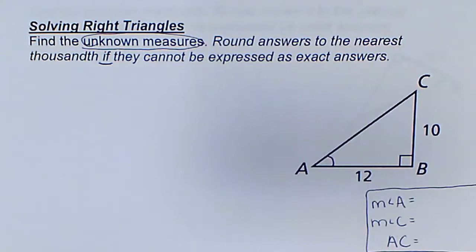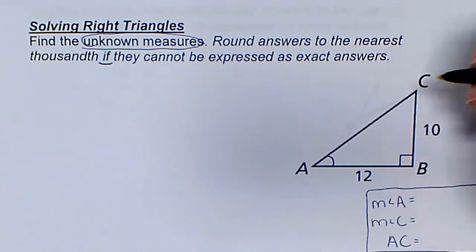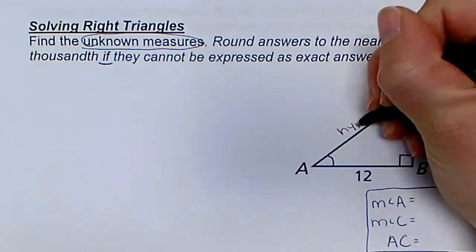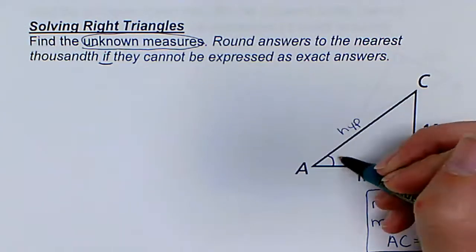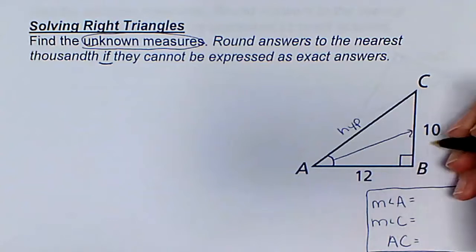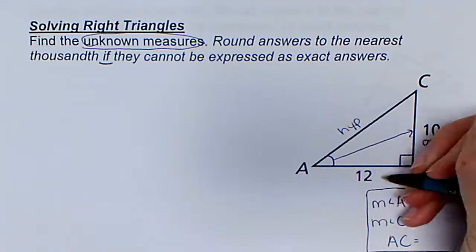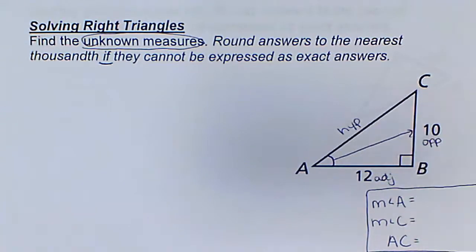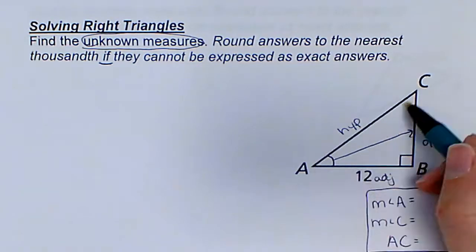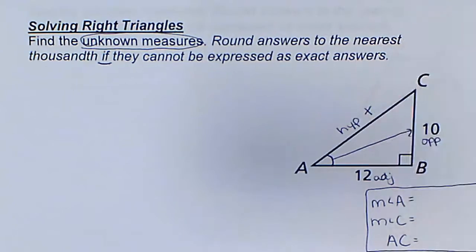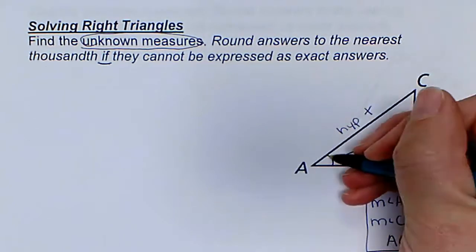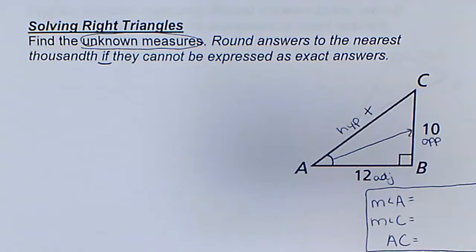I need to label my triangle, so the hypotenuse will always be the long side across from the right angle. My opposite side, opposite of angle A, is over here, so here's the opposite side. And that leaves 12 to be measuring the adjacent side. I also, since I don't know what this length is, I'm going to give it a variable x. And I've already marked this angle as an unknown angle, so I'm going to leave that the way that it is. So I need to figure out one of my pieces.